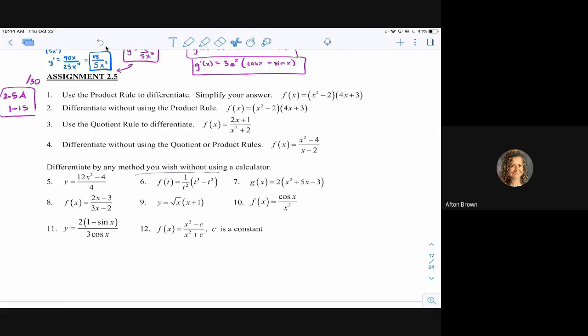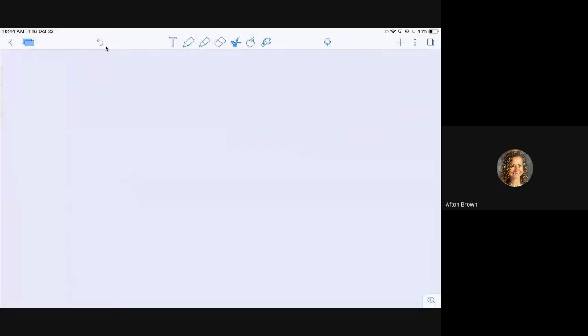I can think of 2 ways to do this question. Any thoughts? Did I hear something? I can think of 2 different methods we could use. How did you guys, we're asked to find the derivative. Yeah, Sean. Yeah, I would distribute as well.